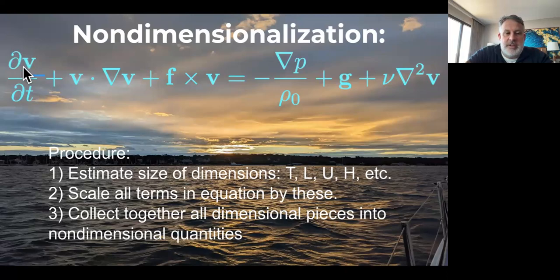So for example, the first one goes like a velocity over a time scale, because that's the change in velocity over the change in time. So you could say, well, if the velocity scale I'm thinking about is about the size of the change in the velocity, and the time scale I'm thinking about is the amount of time that it takes to make that change, then this term would scale like a change in velocity over a change in time, or just velocity over time. Similarly for all the rest of the terms. And then this is the part that we have been doing not so formally: collect them all together and put them into non-dimensional pieces.